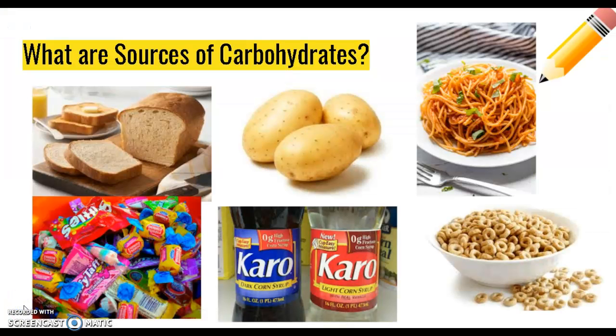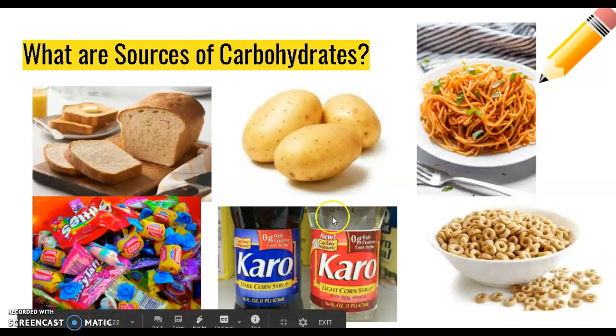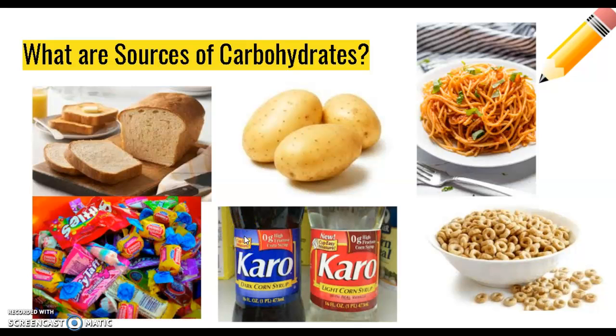The first type of molecule found in our food are carbohydrates. Some of the sources of carbohydrates in our diet include sugars, so sugary foods like candy and corn syrup are all carbohydrates. But then you also have complex carbs, which are starchy foods like bread, potatoes, pasta, and cereals.